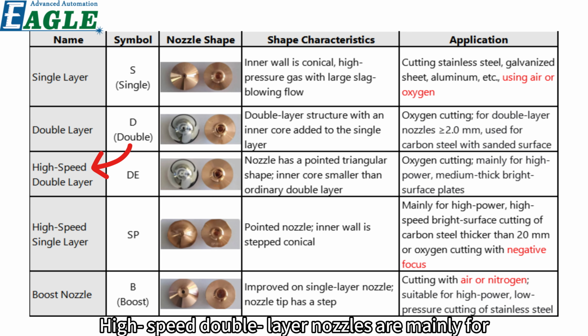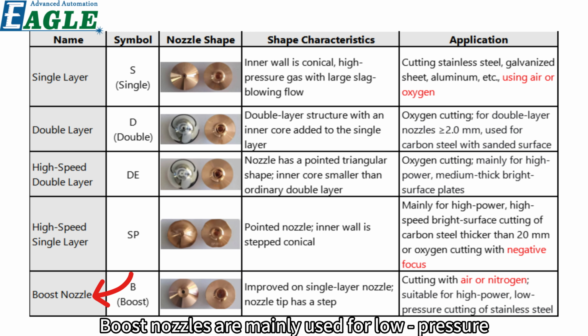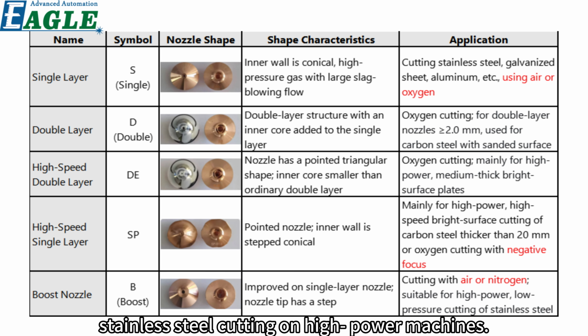High-speed single layer and double layer nozzles are used similarly. They are relatively stable for cutting thick plates at high speed. They can also be used for oxygen negative focus cutting with power recommended above 10,000 watt. Boost nozzles are mainly used for low pressure stainless steel cutting on high power machines.